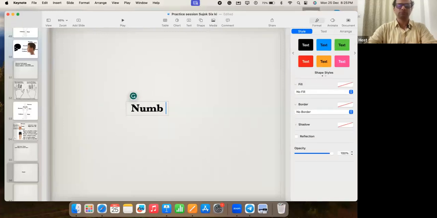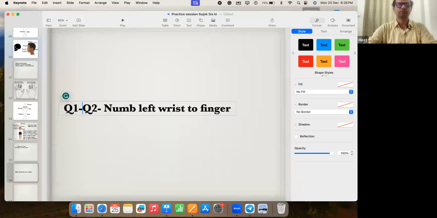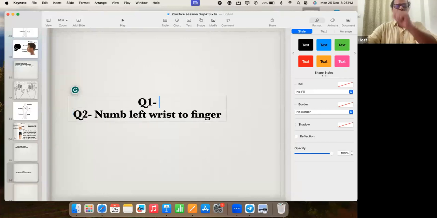Number two: left wrist to finger. This was the second question. Question one: right shoulder to arm, shoulder to elbow, dull pain.